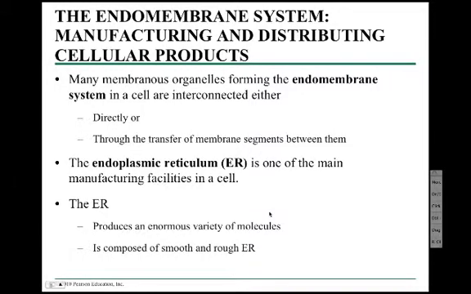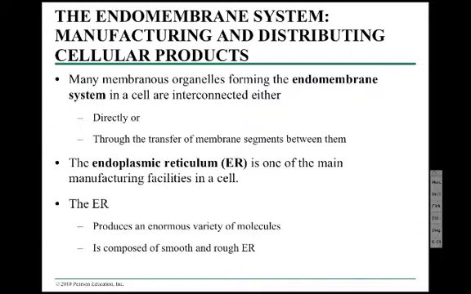Now we're at part 2 of chapter 4. The endomembrane system is many components of the cell. It's the organelles that form this endomembrane system in a cell, and they're interconnected throughout the cell. So we're going to be looking at this endomembrane system and the pieces of it.